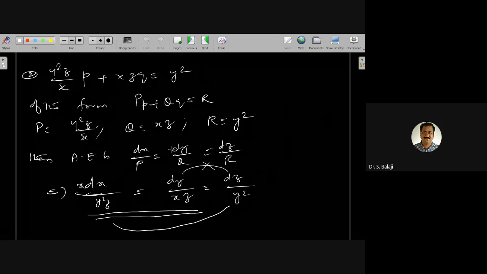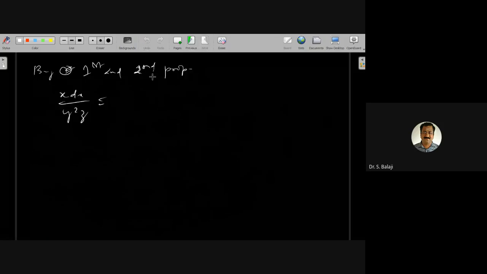Therefore, by the first and second proportions, x dx by y square z equals dy by x z.